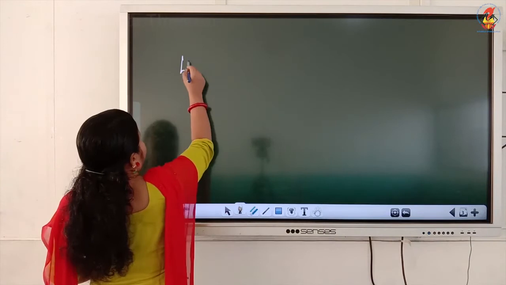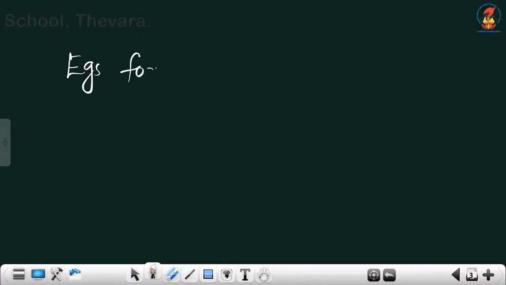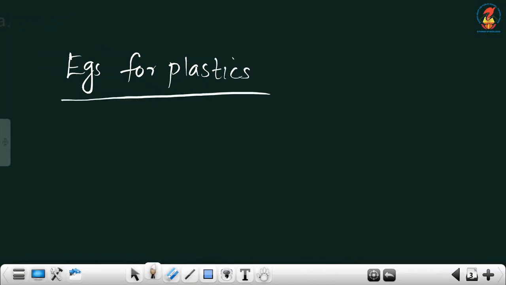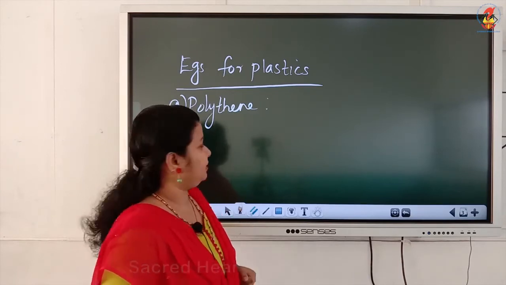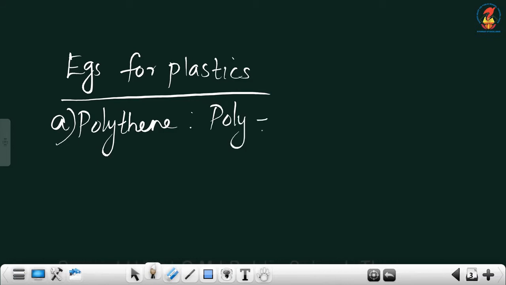Now we will see examples for plastics. The first one is a very familiar plastic, polythene. You are all familiar with polythene, which is widely used for making carry bags, the polythene carry bags which we take for shopping, isn't it? It is actually poly plus ethene. So what is the monomer unit in polythene? It is ethene.